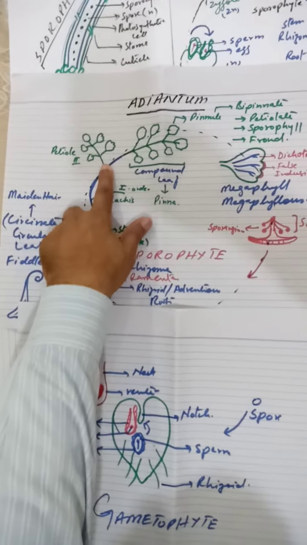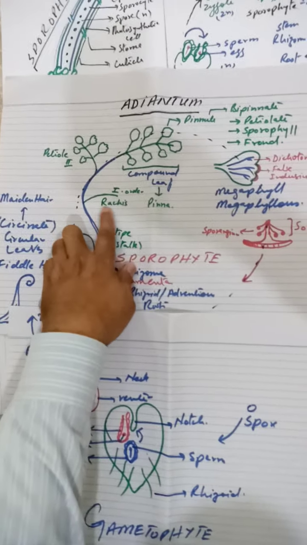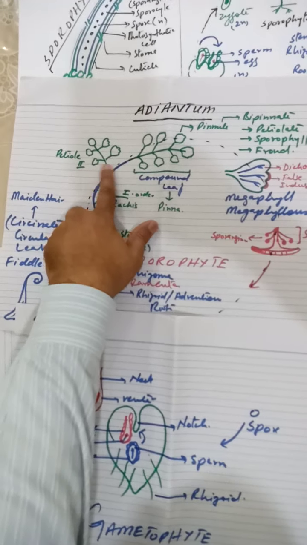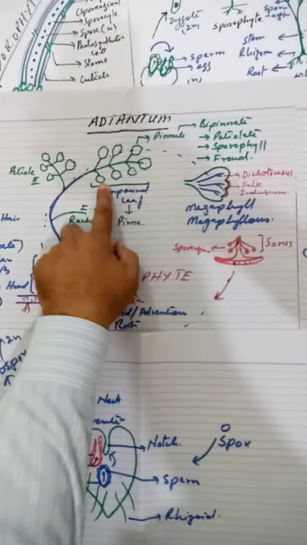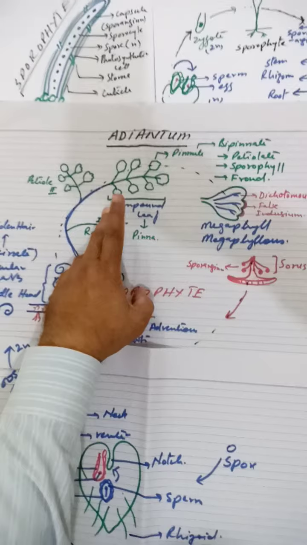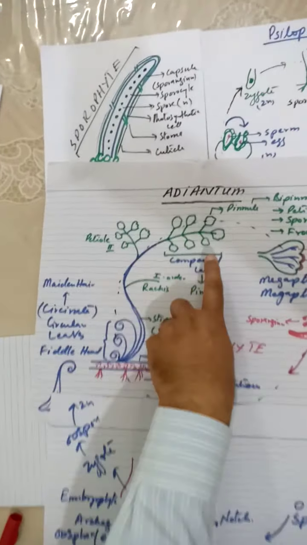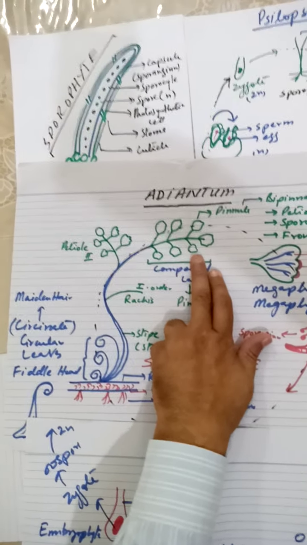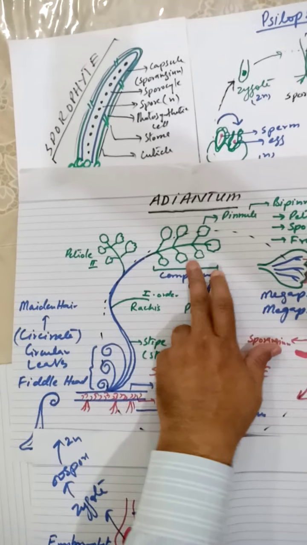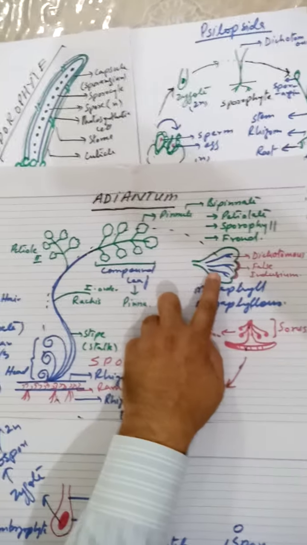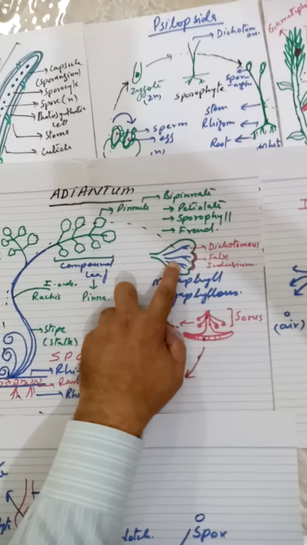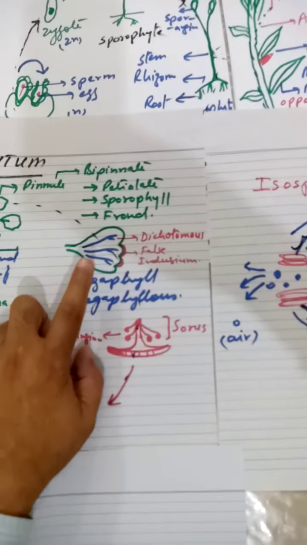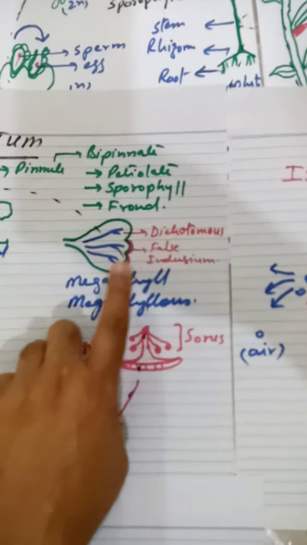It changes into the first order rachis, second order petiole. The second order contains pinnules. It is a compound leaf, a bipinnate leaf. The small one is called pinnule. The small unit is called pinnule. It is also called petiolate. It is also called sporophyll. It also contains sporangia, or is called frond. The multivenated leaf is called megaphyll.